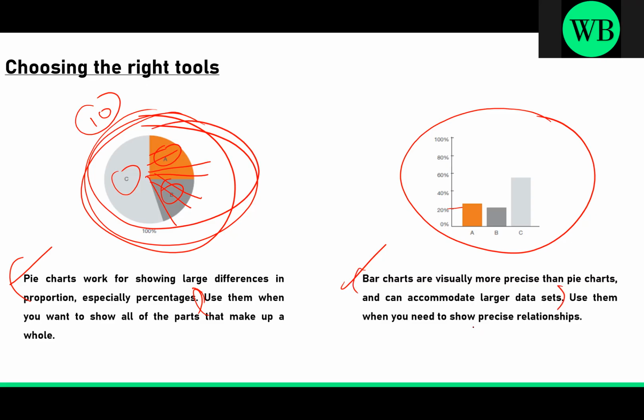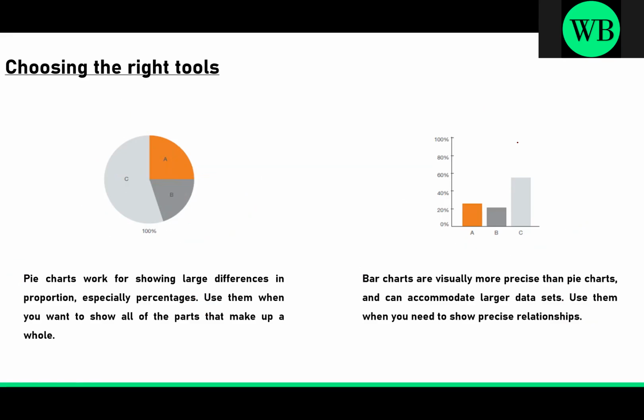And use them when you need to show precise relationships. What this means is, okay, how much has this got versus how much has this got, right? It becomes far easier for you to see that information like this. And then you're like, okay, so C is much higher than B and A, right? So this is how you use them to show the precise relationship between the three of them. So that's how you choose the right tools when you're showing the information.